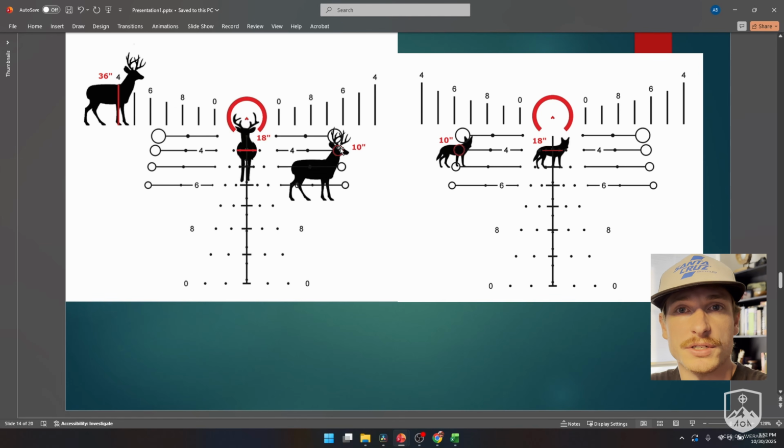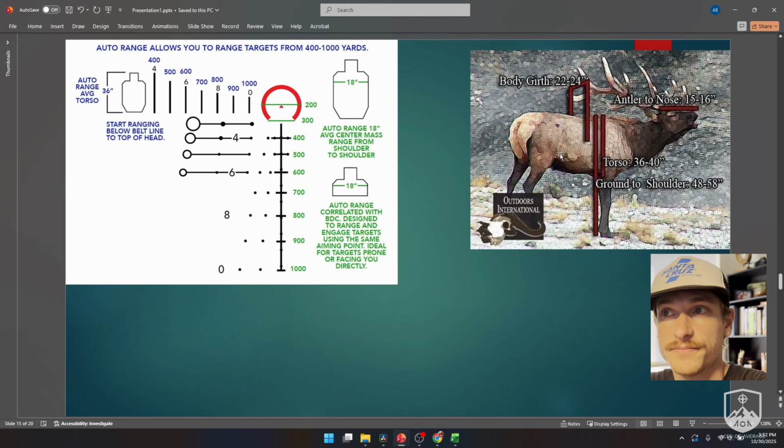Similarly, the average deer head is 10 inches. Now for a coyote, the torso is 10 inches and the length is 18 inches. I put this in here for an elk. The average torso for like a trophy elk would be 36 to 40 inches. And for a man-sized target, the average belt to tip of the head here is 36 inches. And then your shoulders are about 18 inches apart. Similarly, a person's head is about 10 inches.